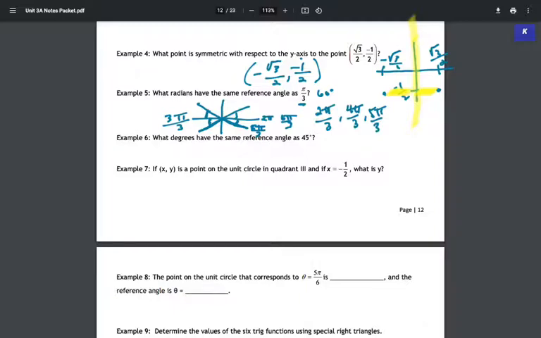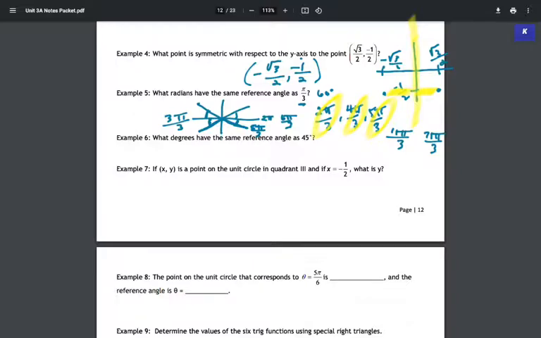So what I want you to notice is that every one of these that have a reference angle of pi over 3 has a pi over 3 in the name of its angle. So another angle that would have a reference angle of pi over 3 is 11 pi over 3, or 71 pi over 3. As long as it's got a pi over 3 in it, it has a pi over 3 reference angle, or a 60-degree reference angle.